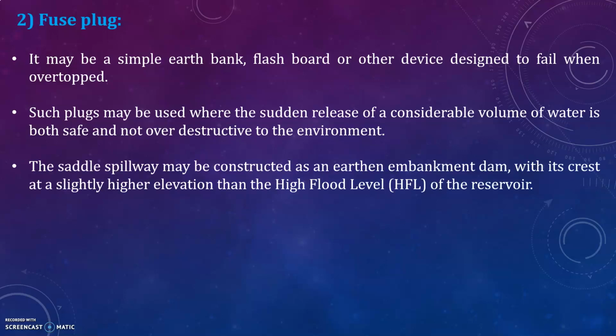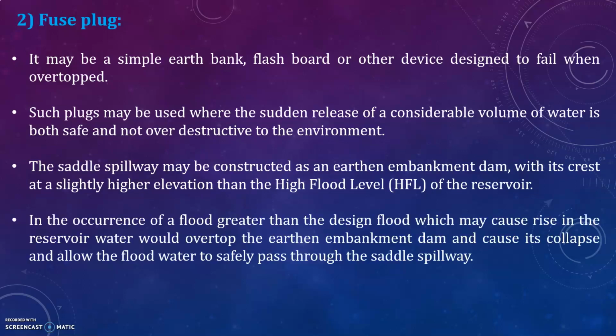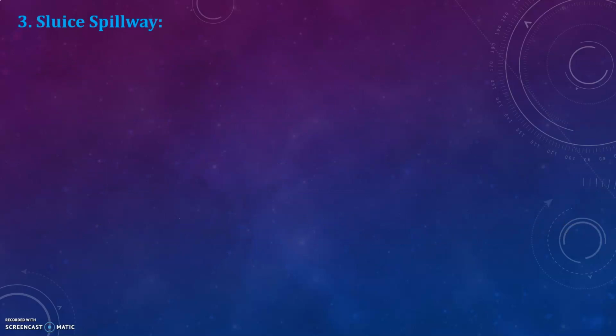The saddle spillway may be constructed as an earthen embankment dam with its crest at a slightly higher elevation than the high flood level of the reservoir. In the occurrence of a flood greater than the designed flood, which may cause a rise in the reservoir water, the water would overtop the earthen embankment dam and cause its collapse and allow the flood water to safely pass through the saddle spillway. Next one is Sluice Spillway.